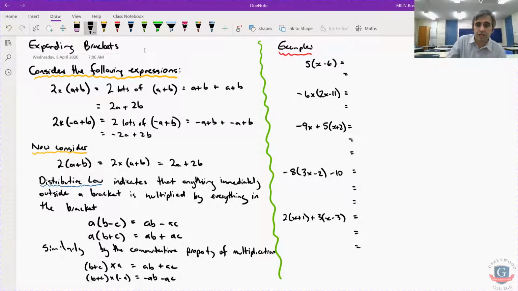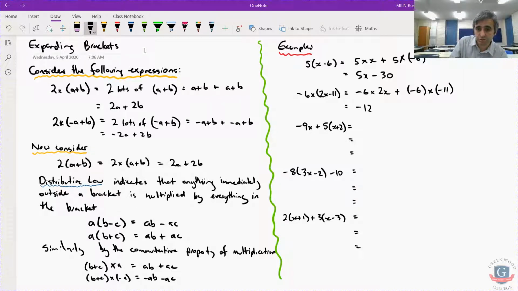So, first one. That would be 5 times x plus 5 times negative 6, which gives us 5x take 30. This would give us negative 6 times 2x plus negative 6 times negative 11. Note how I'm writing the negative signs. By putting a bracket around it, I make it clear what's our operator separating our terms and what's part of our expression. So this gives me negative 12x, negative times negative is positive, plus 66.